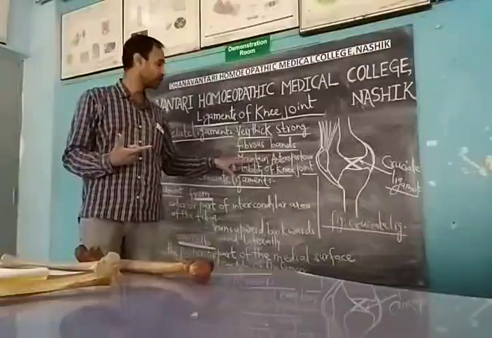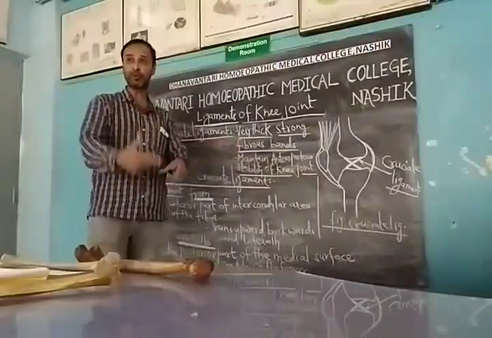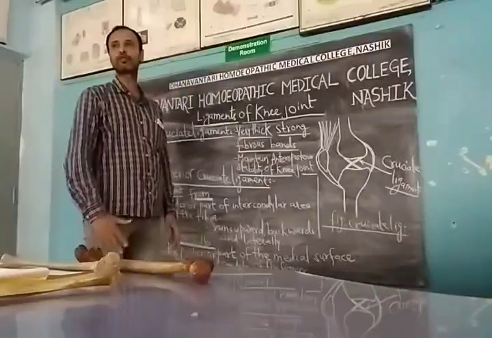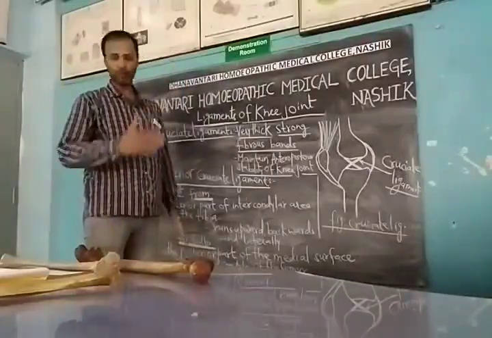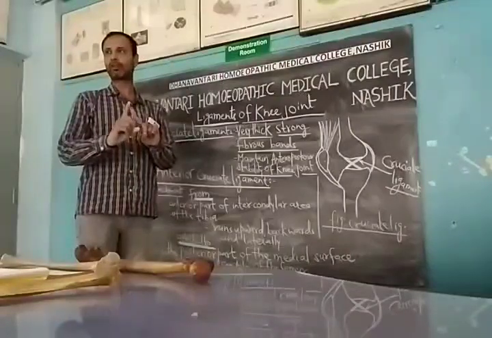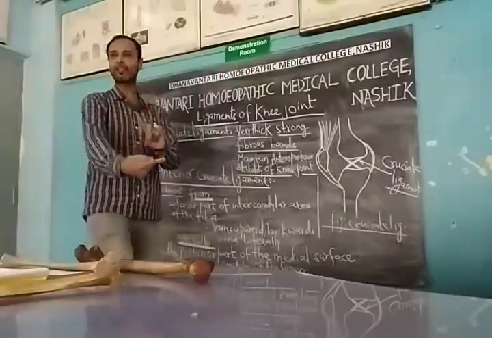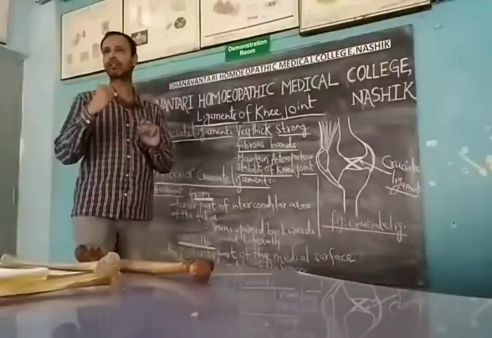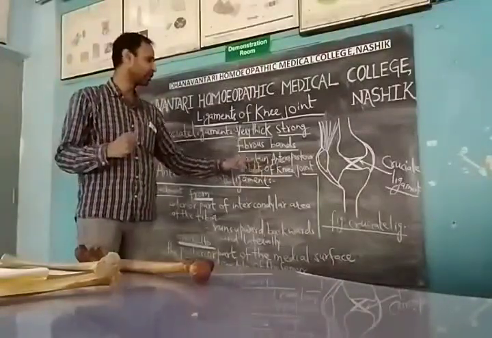This cruciate ligament maintains the antero-posterior stability of the knee joint. When we are in the standing posture, it maintains the stability from anterior to posterior. So antero-posterior stability of the knee joint is a very important part.